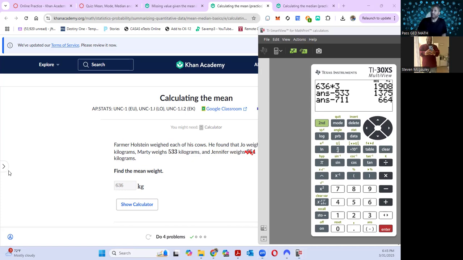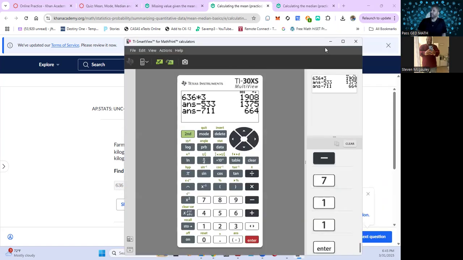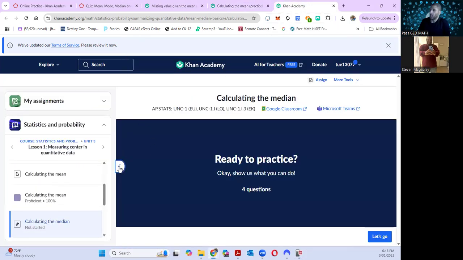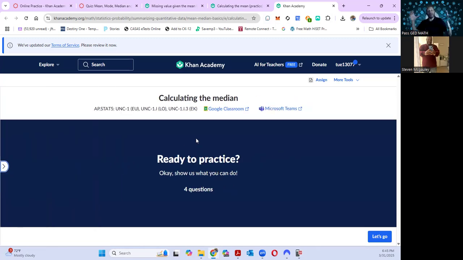Perfect. All right, let me minimize this. I'm going to send these links to you, or you can go on my course. Median, which is the middle. If there's an even amount, you've got to find the 2 in the middle. If there's an odd amount, it's easy. Just cross off from the beginning to the end till you get to the middle. But they have to be in order.